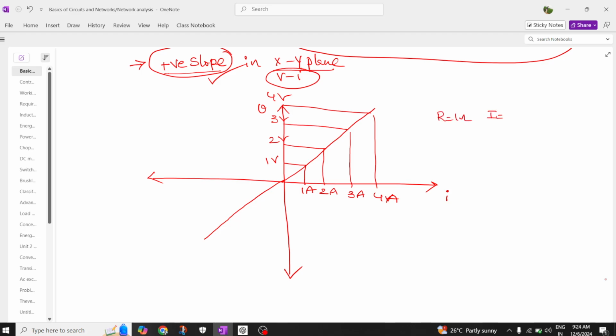So current I is equal to V by R, which is 1 minus 0 by R. R is nothing but 1. Therefore 1 by 1 is 1 ampere. So similarly, the current I2 I am drawing.